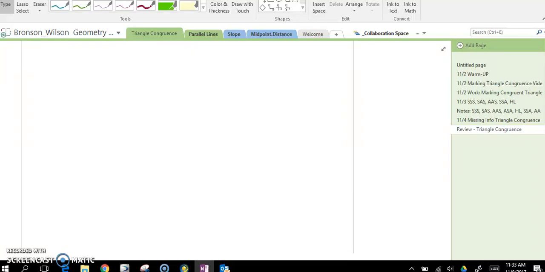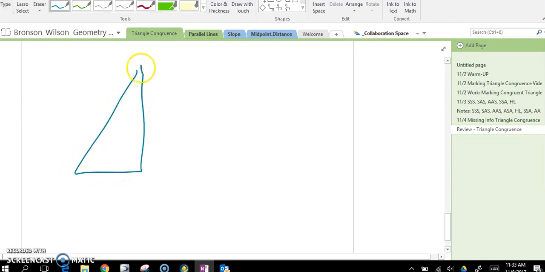Okay, so we have 2 more questions, or really 3, that we need to go over so that you'll be ready for your test or quiz tomorrow or Friday. The first one is, we have 2 triangles, but we're missing some information from these triangles. And we need to find out what is missing in order to prove that the triangles are congruent.